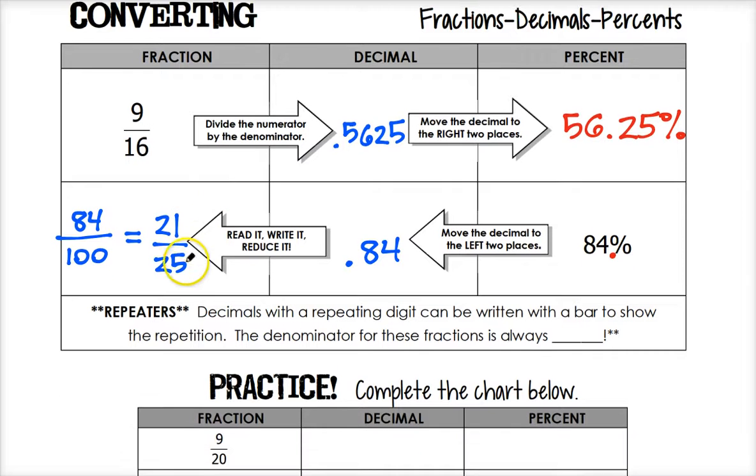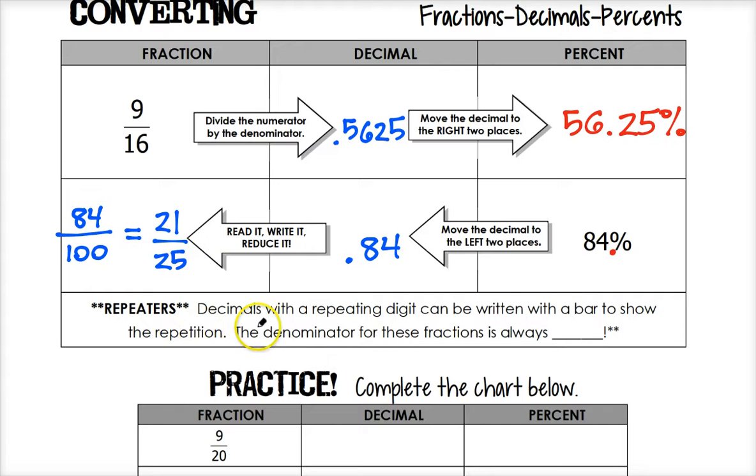One thing to make note of here are repeaters. Decimals that have a repeating digit can be written with the bar to show the repetition. Okay, so for instance, if I see something like 0.3 with the bar over it, that means 0.3 repeating. The denominator for these types of fractions with the repeating digits is always 9. Okay, the denominator for repeating decimals when you make them fractions is always 9. That's something good to remember.